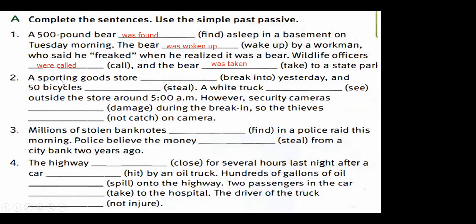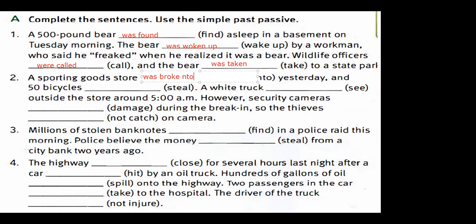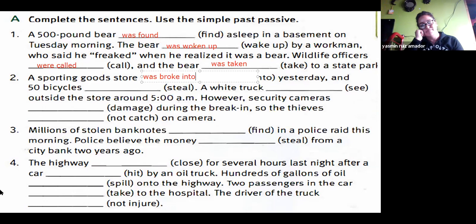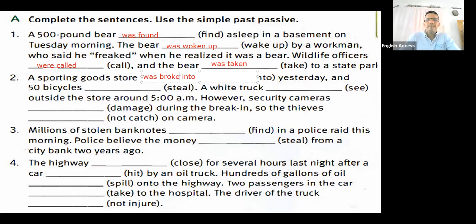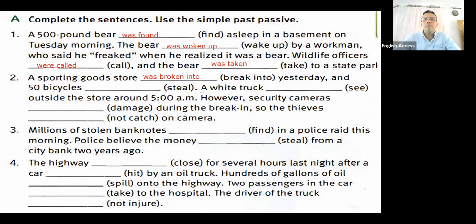A sporting goods store was broke into. Was broke? Like this? Yes. What is the past participle of break? Broken. Broken, Diane. Was broken. Break, broke, broken.